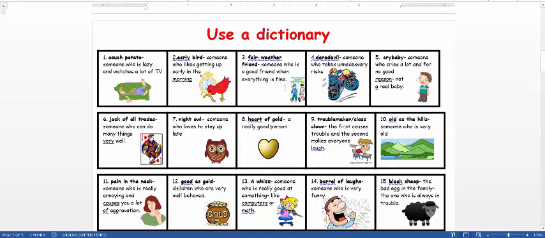Like, take the example of this fair weather friend. Now see, who is a fair weather friend? Someone who is a good friend when everything is fine. Only when everything is fine is the person your good friend. And if you ask him for help, then the person is no more your friend, right?